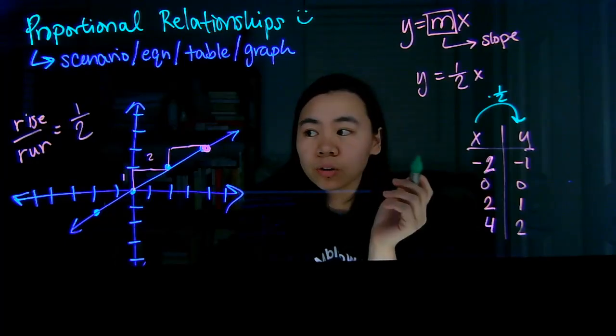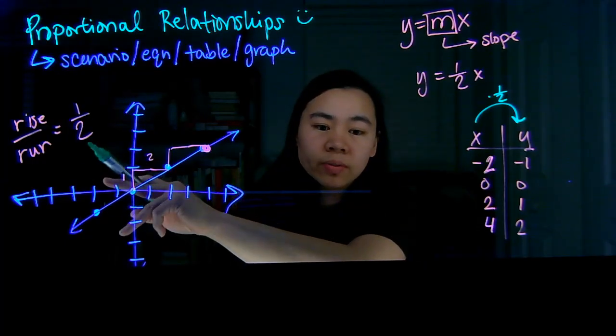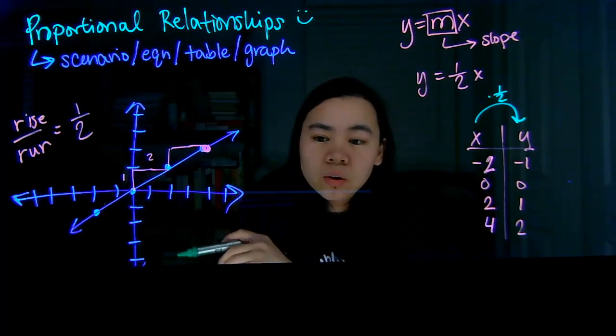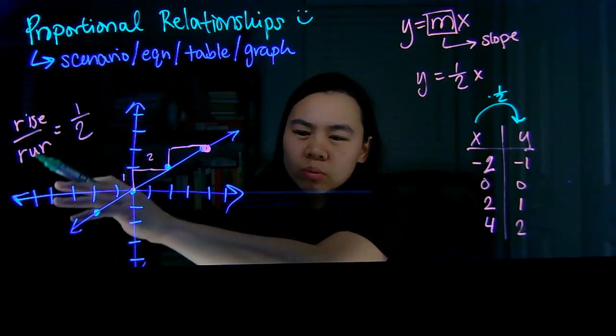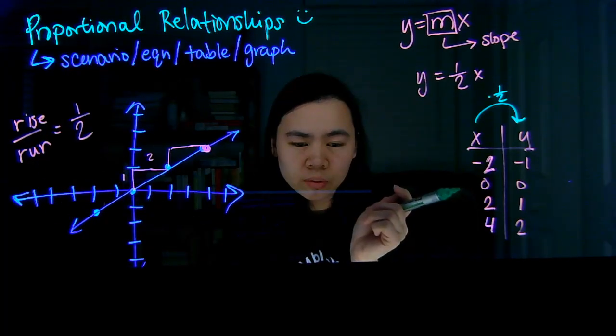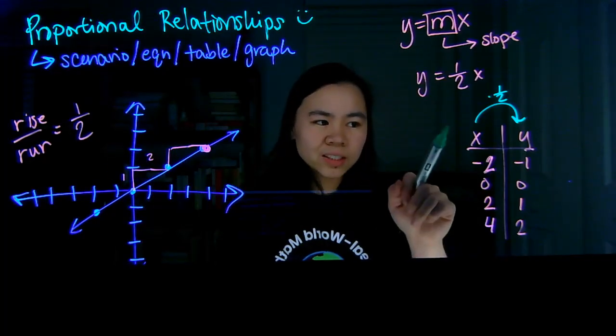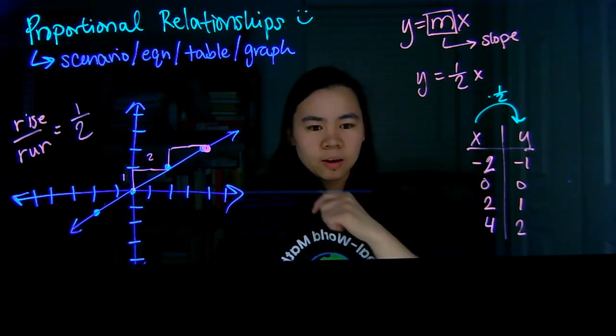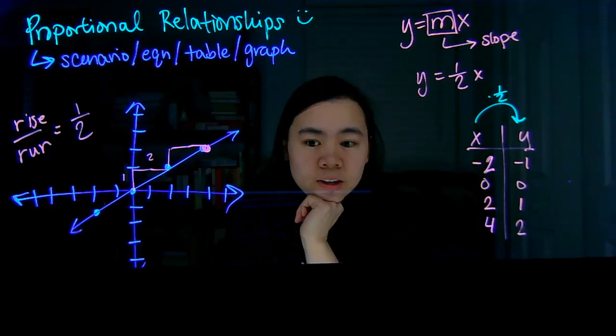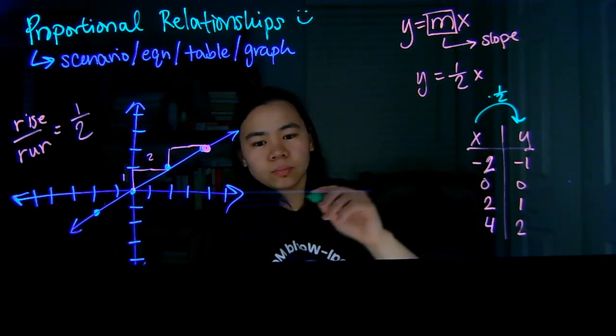Okay, another connection I want to make. Rise over run. We have the slope a half. Where do we see this rise over run in this table? I know the slope is a half, so if I take half of x as my y, where's my rise over run? Right down here.